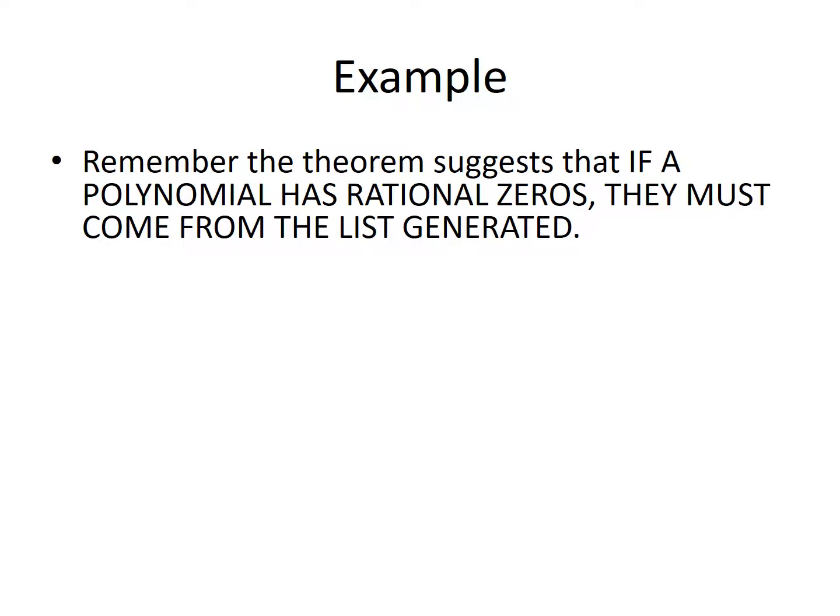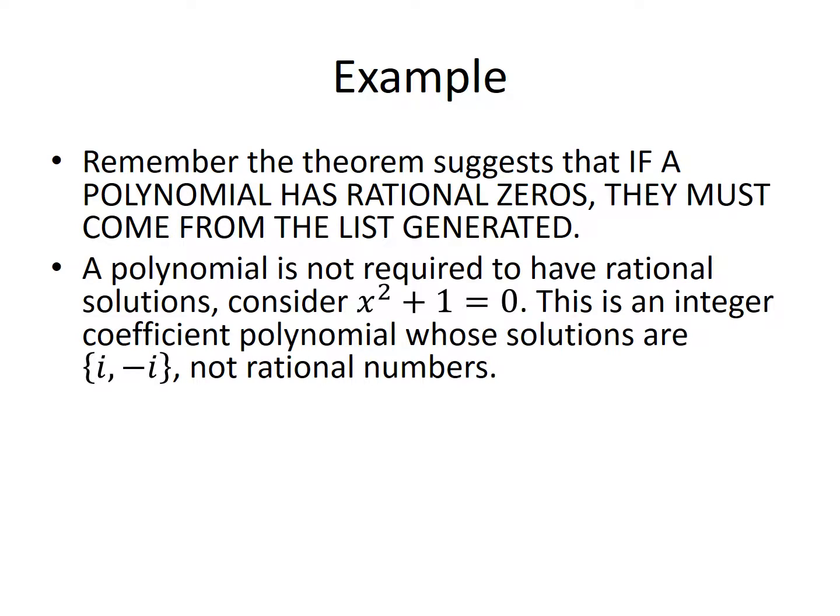Remember, the theorem suggests that if a polynomial has rational zeros, they must come from the list generated. So if there is a rational zero, it's got to be in that list. A polynomial is not required to have rational solutions. Consider x squared plus 1 equals 0. This is an integer coefficient polynomial whose solutions are i and negative i, not rational numbers, in fact not even real numbers.